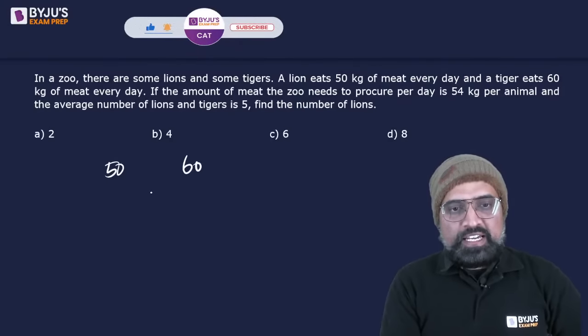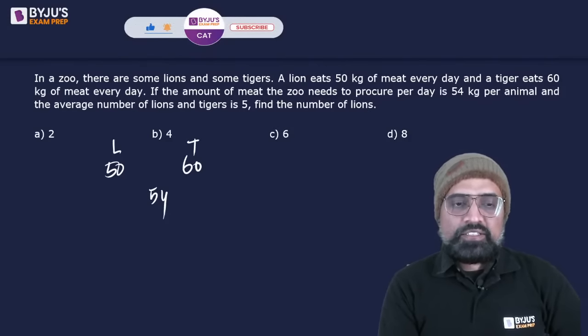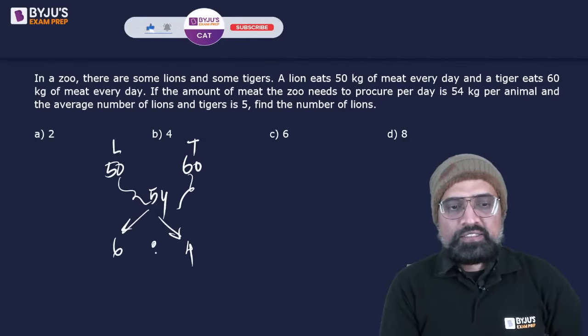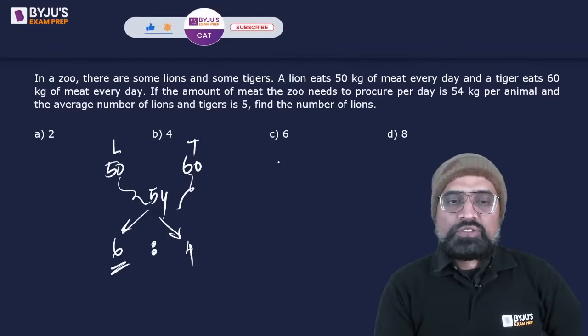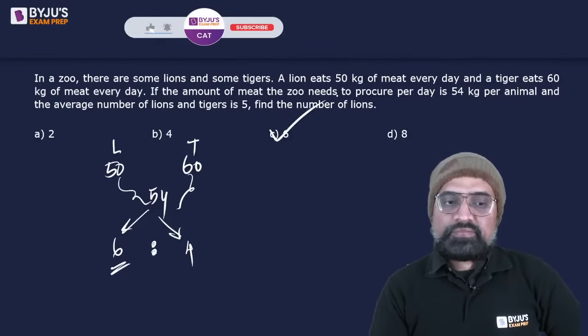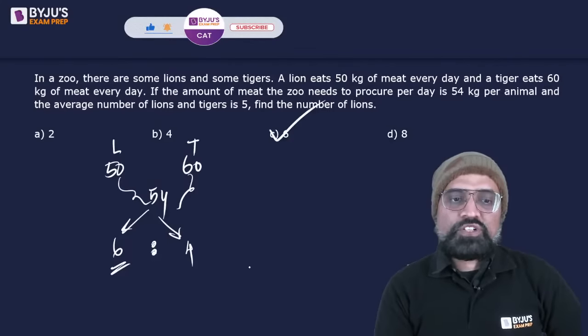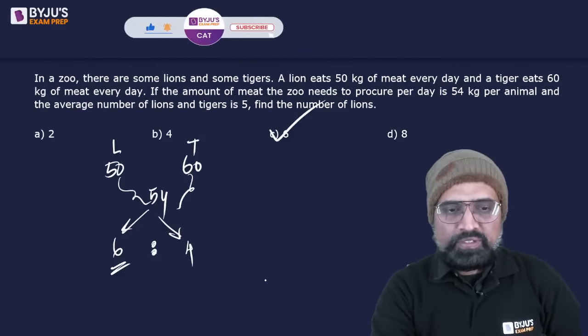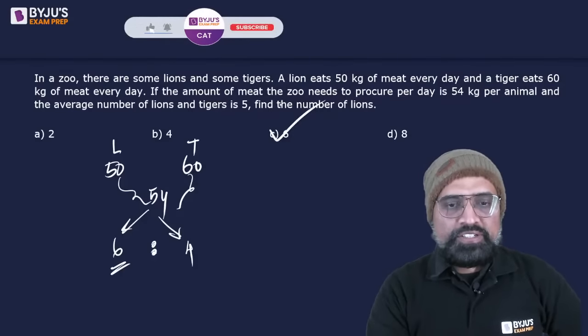50 और 60 का average is given as 54. This is lion, this is tiger. So if I use the allegation, this is going to give me 4 tigers for every 6 lions. So 6. On an average, there are 5 lions and tigers. 6 plus 4 divided by 2. Pretty straightforward, simple.